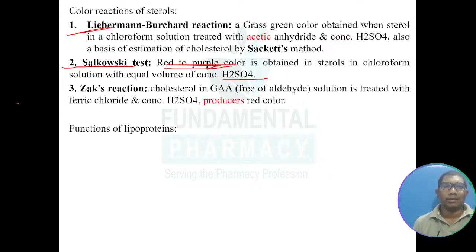Now another test is the Zak's reaction. Cholesterol in glacial acetic acid, which is free from aldehyde, is treated with ferric chloride and concentrated H2SO4. You will get again a red color.